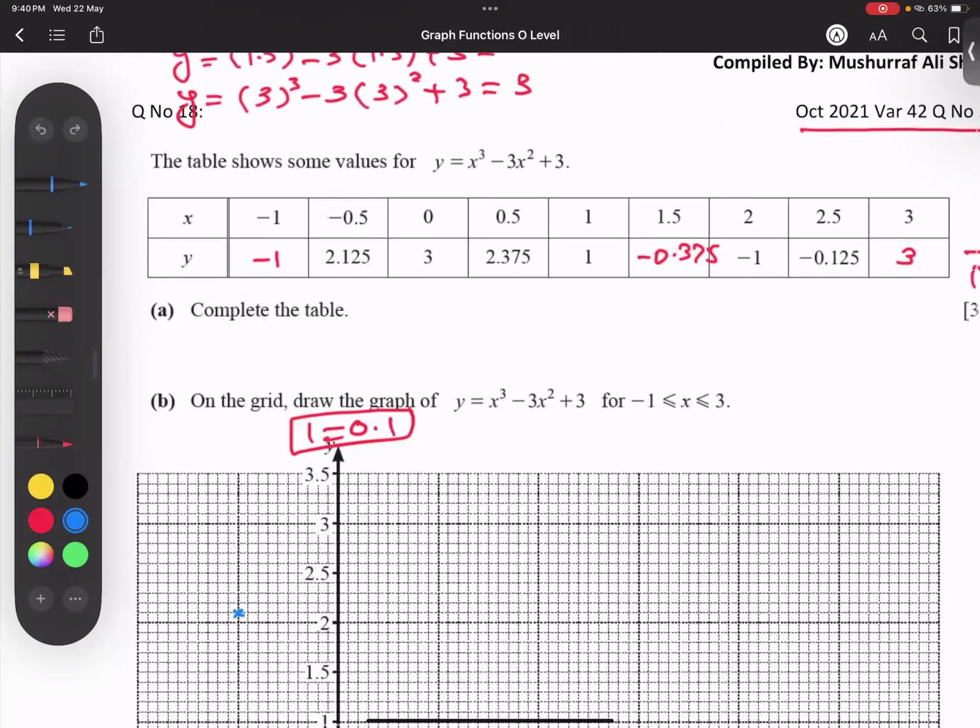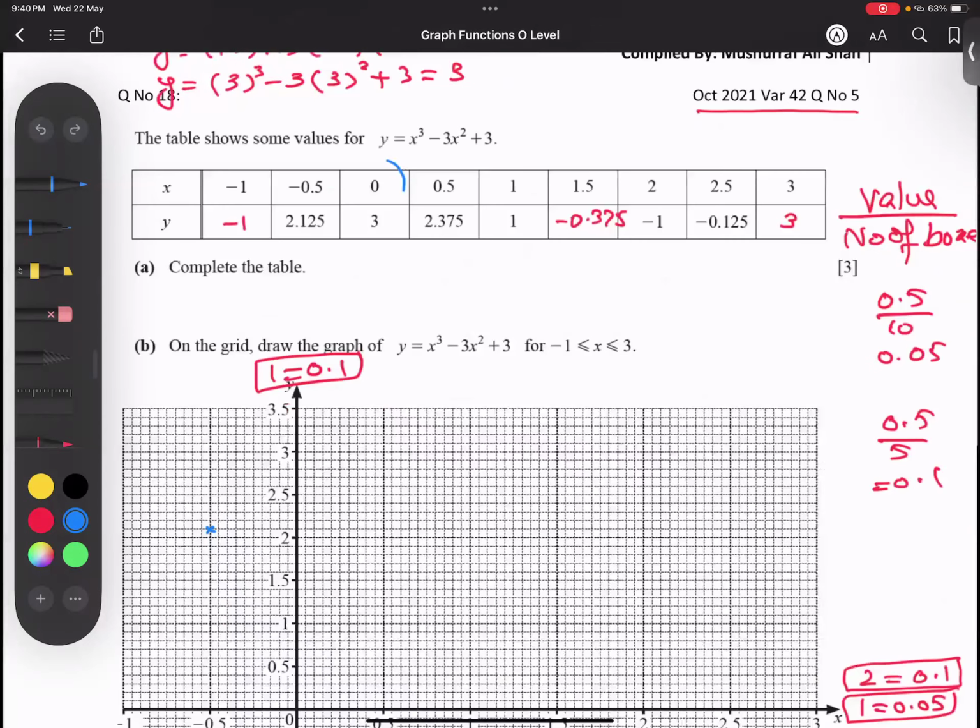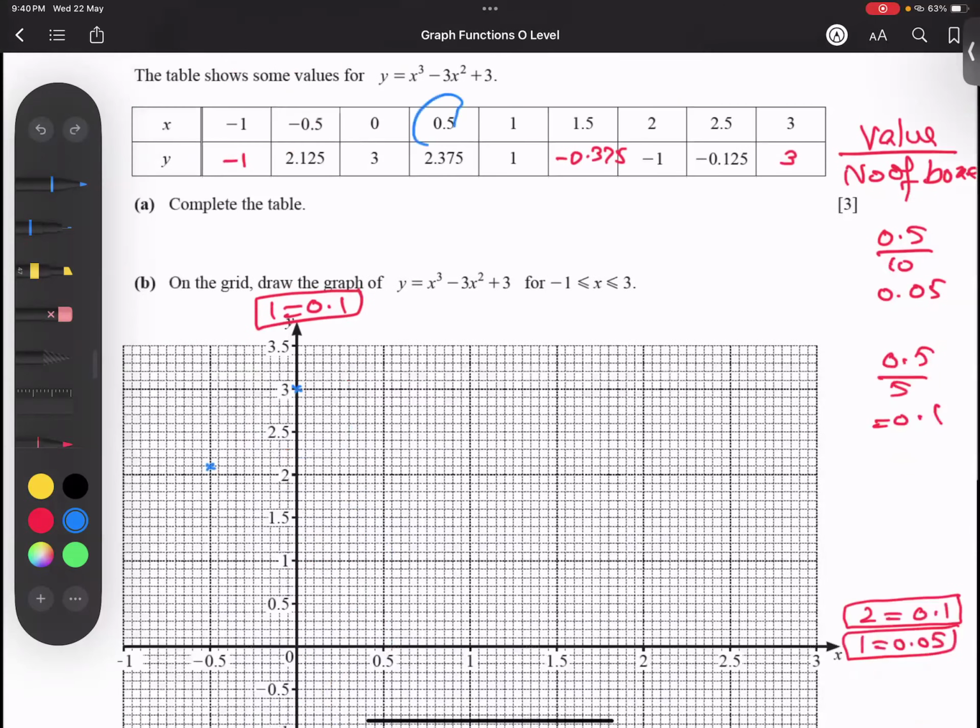Next point is x is 0, y is 3, so this point is done. Now the next point is x is 0.5, y is 2.375, which is close to 2.4. Where is 2.4? 2.5 is here, so one box below, and so it comes here. Let me erase the lines. Now x is 1, y is 1: 1 from here, 1 from here.